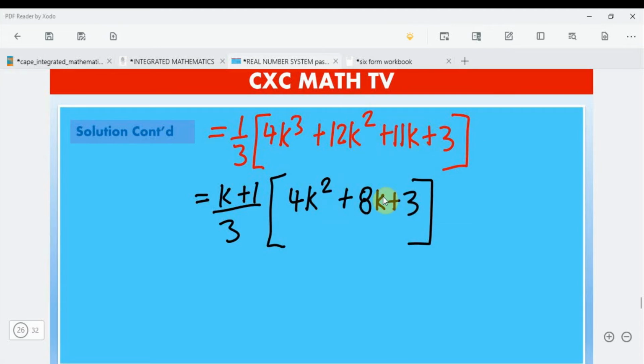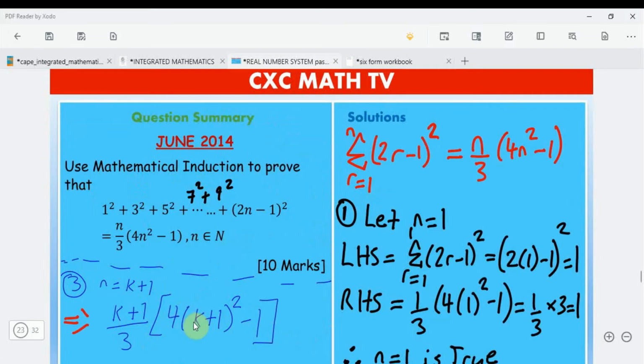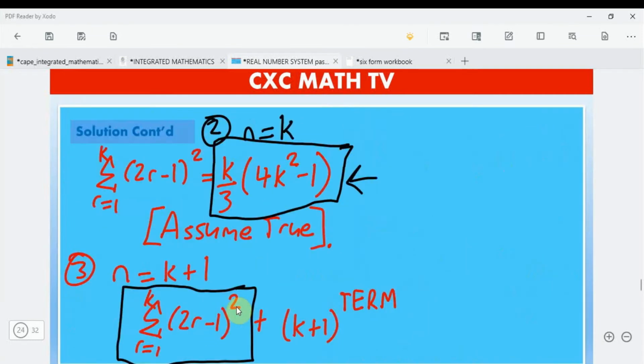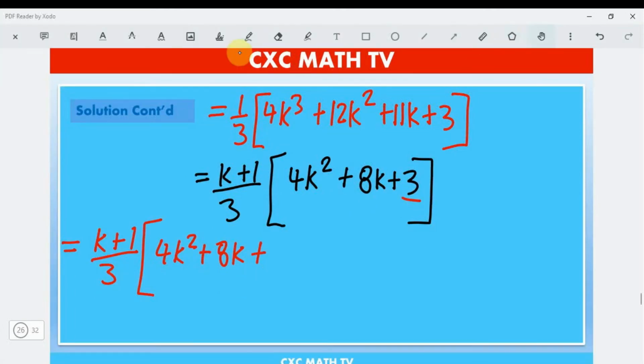So look what I'm going to do. The first thing I notice is that this is 4 times (k plus 1) all squared. So look how we're going to generate that. Look at the beauty of mathematics. This is (k plus 1) over 3 in bracket 4k squared plus 8k plus, you see this number 3? I'm going to rewrite 3 as 4 minus 1.